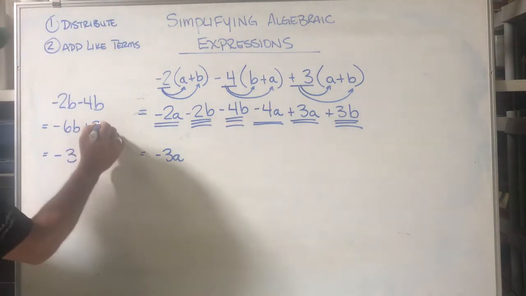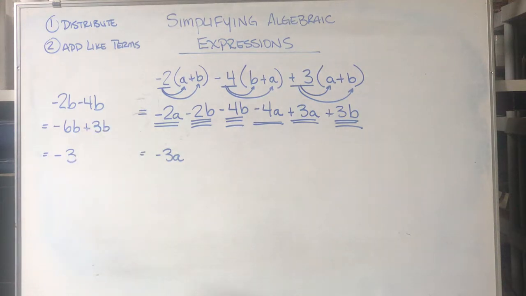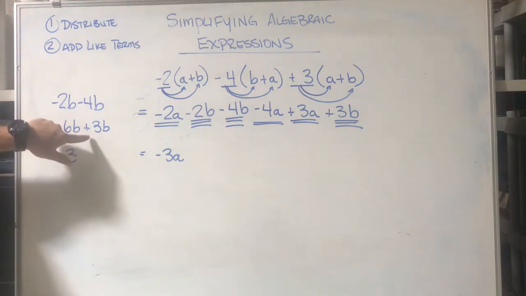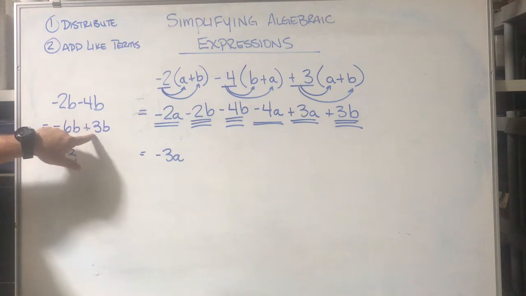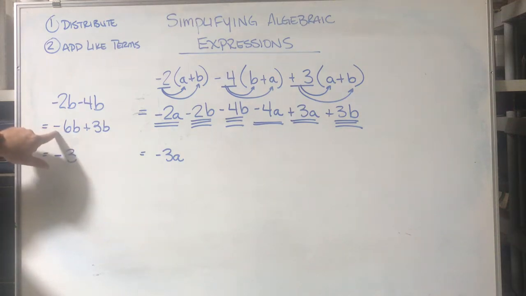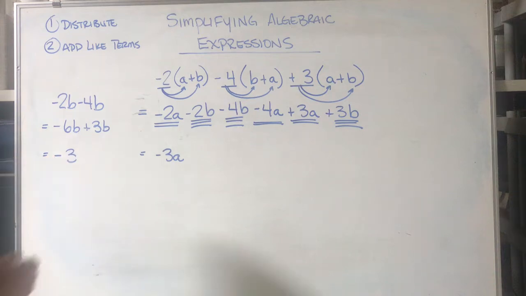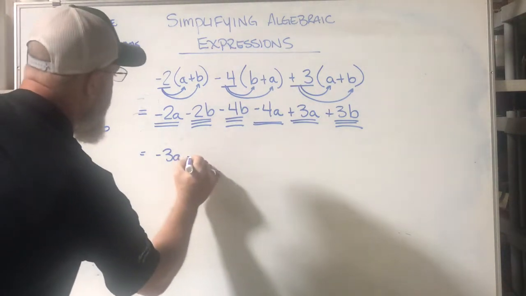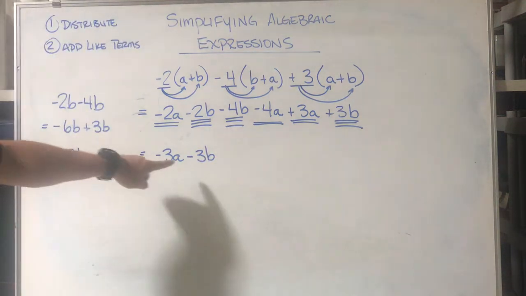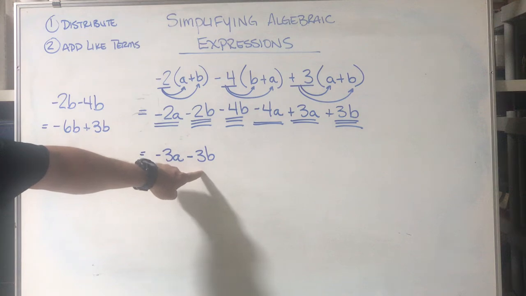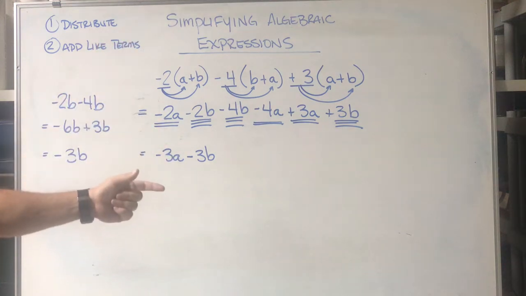Well, let's add 3b. This is going to give us the same coefficient as our a, right? Because we have negative 6 plus 3. So 6 minus 3 is 3. And you take the sign of the largest coefficient, which is negative 3b. So our answer is negative 3a minus 3b.